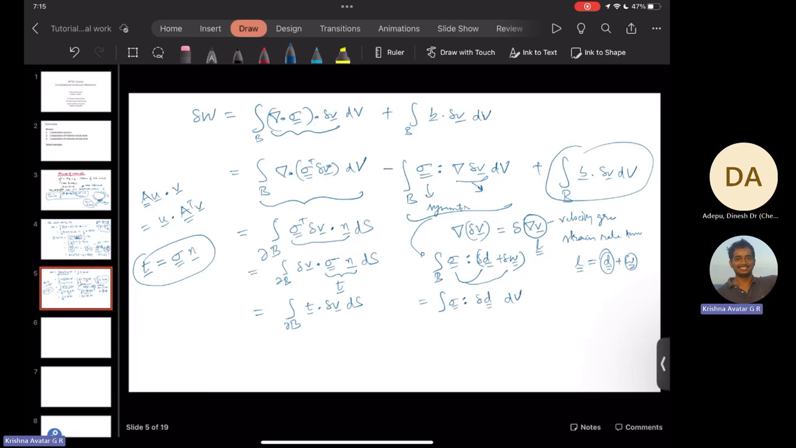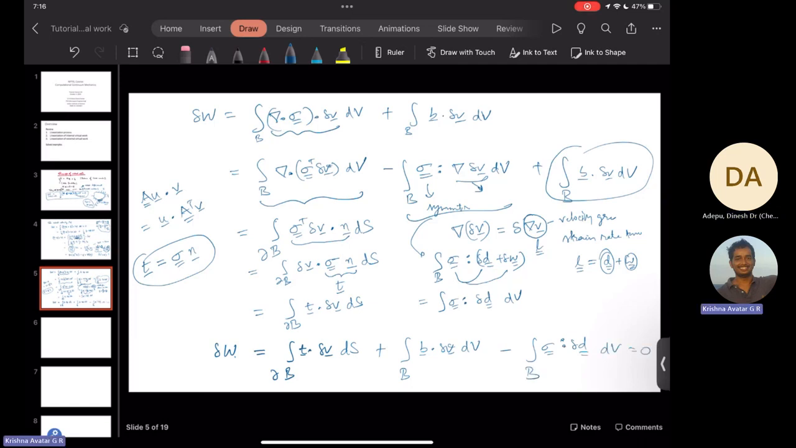Now let's write everything in a good shape. So delta W is the internal work done, I mean virtual work done. This is equal to the integral of T dot V over partial B, and this is again over some surface. In the book they call it dA, but I'll just use ds. Plus B dot V dV, and then minus sigma double contracted with the symmetric part, the antisymmetric part is 0.